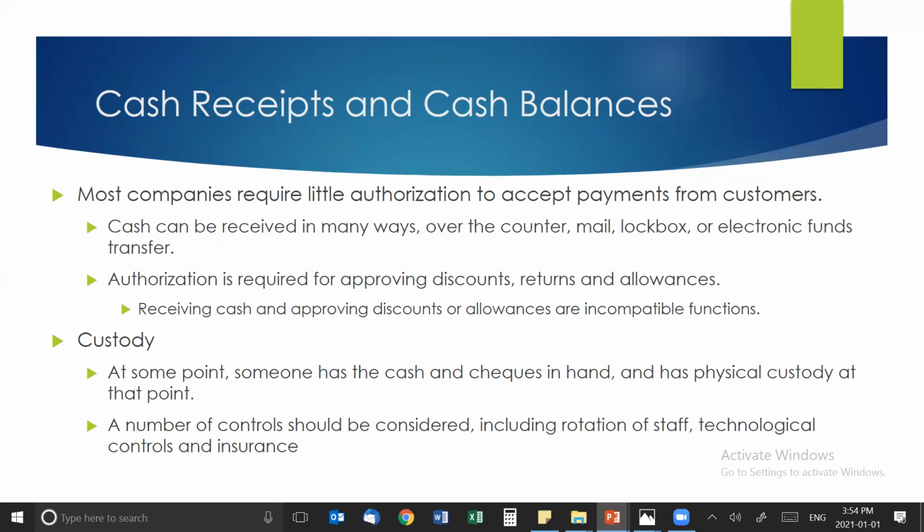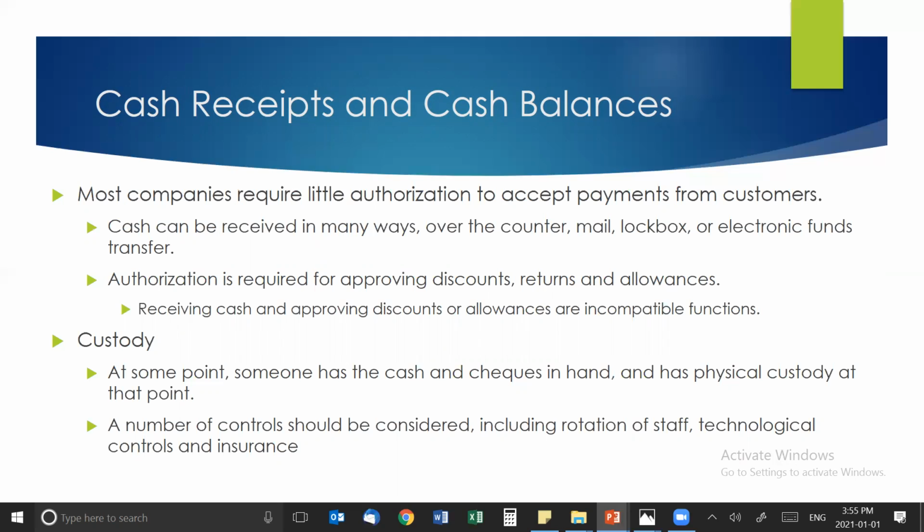And then cash receipts and cash balances. So once you've received the cash, most companies don't really have too much authorization to accept payments from customers. So cash can be received in many ways. It could be over the counter, like maybe a fast food restaurant or a retail store. It could be through mail, it could be a lockbox, it could be an e-transfer, electronic funds transfer, right? It could be through credit card or debit card.